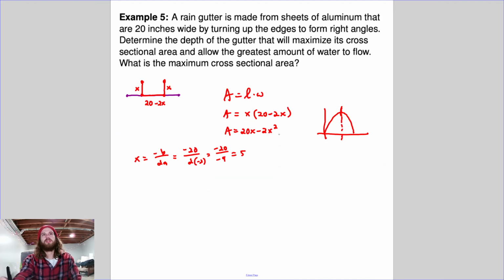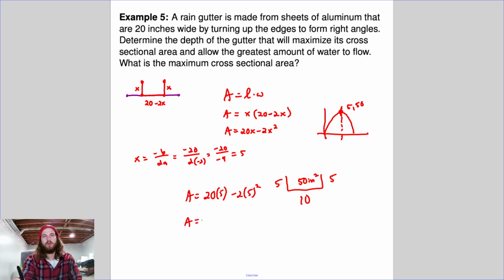And so, you can find this by plugging it into the equation. You can also draw a little picture, right? If this is 5, this is 5, which means you have a total of 10 remaining. So the maximum cross-sectional area is 50 inches squared. Or you can get that same value by plugging it in for x, which is the point here, 5 comma d. You can see that. 20 times 5 minus 2 times 5 squared, which is 100 minus 2 times 25, which is 100 minus 50, which is 50.